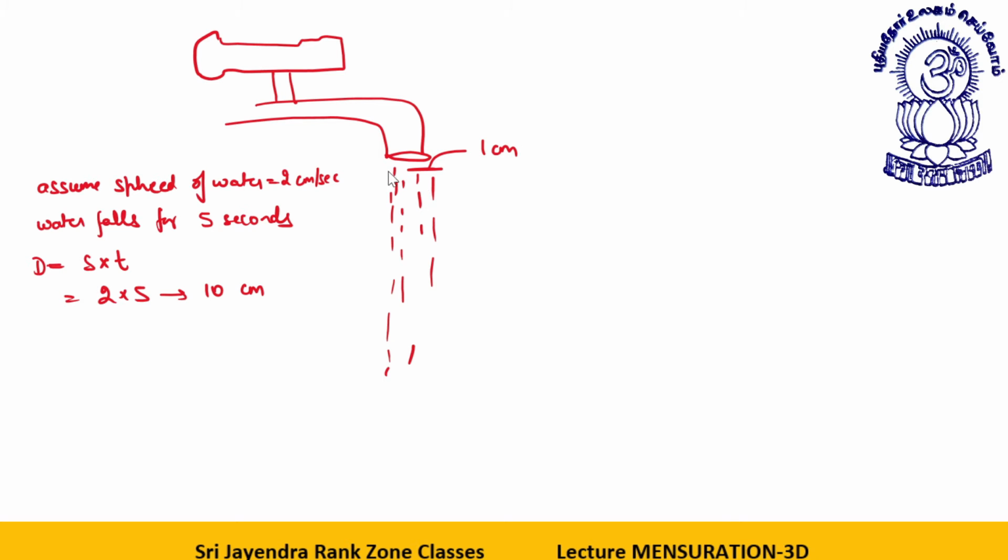The radius of this tap is 1 centimeter. So what will happen? In 5 seconds, how much water will fall? In 5 seconds, the water will fall to a height up to 10 centimeter. This will be the water. So in 10 seconds, what will be the water? The water will be like this. So it will be like 10 centimeter. You will get a layer of water, a cylindrical portion of water that will be 10 centimeter, which will have a radius 1 centimeter.